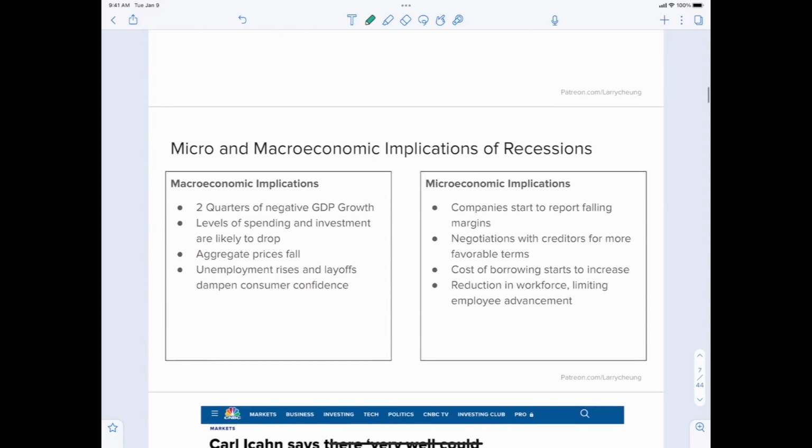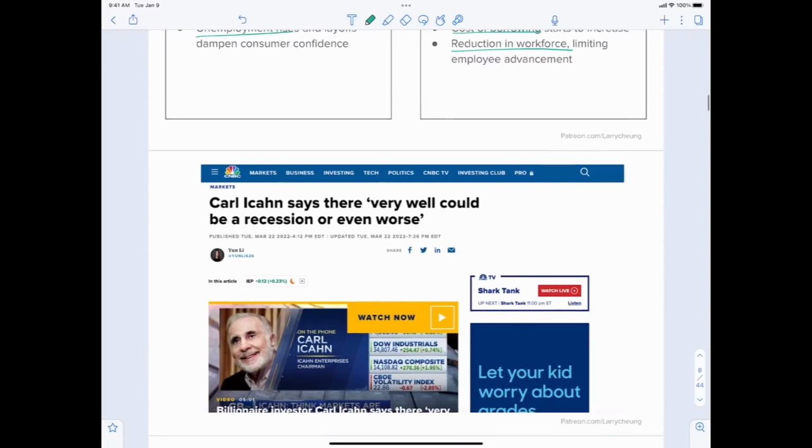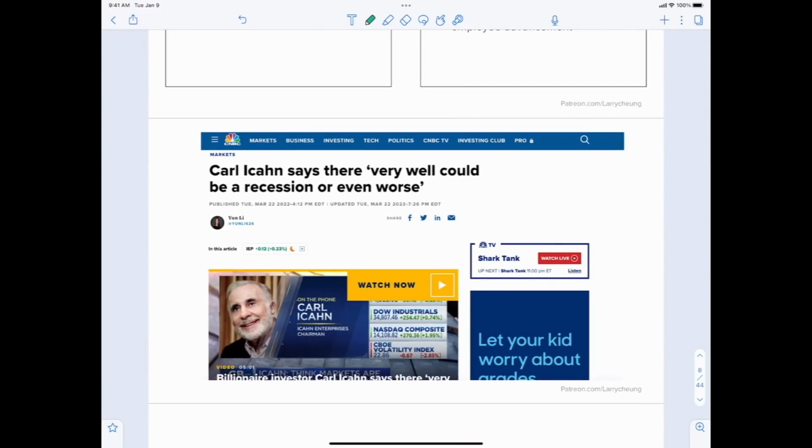Now, I want to talk about the micro and macroeconomic implications of recessions. On the macro side, we're looking at 2 quarters of negative GDP growth, levels of spending dropping, aggregate prices falling, unemployment rising, and layoffs dampening consumer confidence. On the micro side, on the company-specific consideration, that's when you see companies start reporting falling margins, negotiations with creditors asking for more favorable terms, the cost of borrowing starting to increase because of those renegotiations, and then reduction in workforce limiting employee advancement.